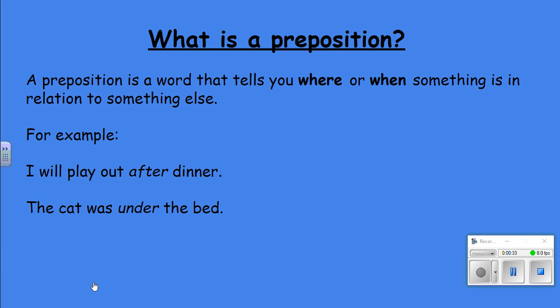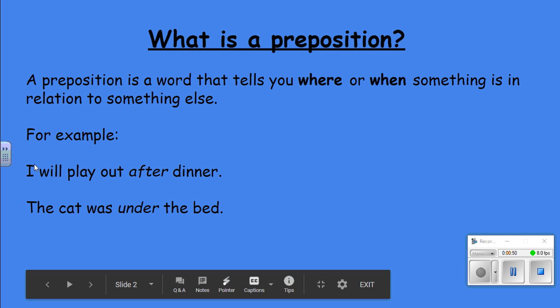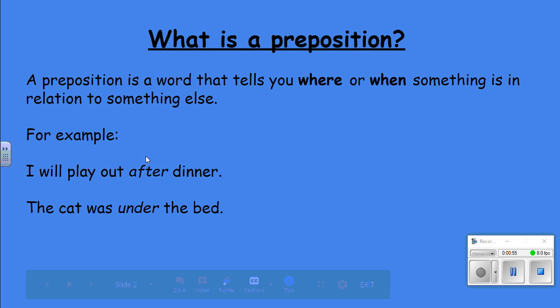So we're going to learn about prepositions, and our first question is, what is a preposition? Now don't worry about writing anything down, we're just thinking about it for now. So a preposition is a word that tells you where or when something is in relation to something else. So I've got some example sentences here. I will play out after dinner. The preposition here is after, and it's telling you when something is in relation to something else. So dinner is after playing out.